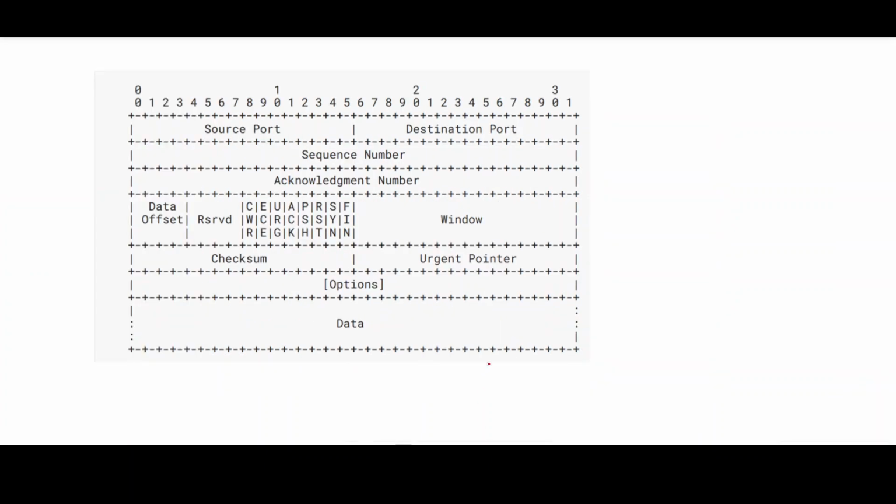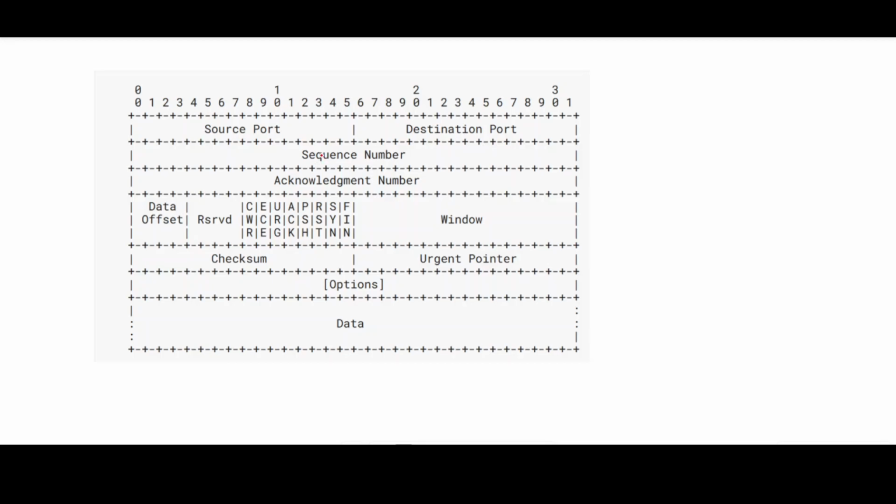Now look at this figure. This is a TCP header. Here we have discussed the source port, that means information about the source. Destination port is the information about the receiver side, and source port is the information about the sender side.